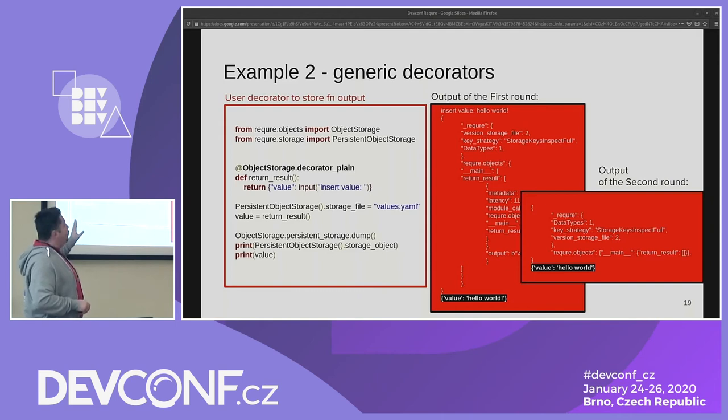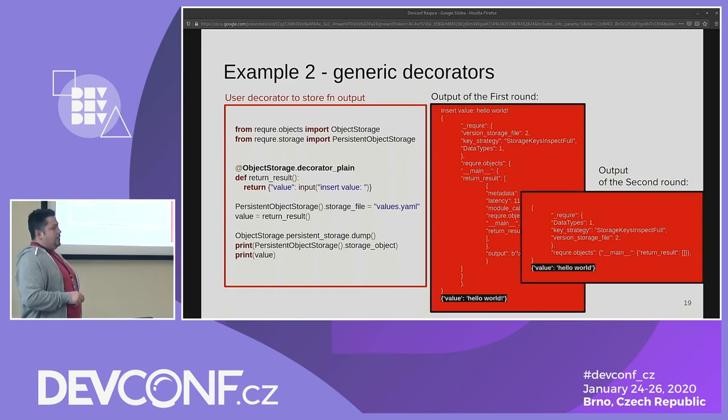Purpose: how to use Requre via these decorators. You just use this decorator with the function you would like to use to store some values. So you just decorate that, and that's almost all. Then you just say please use this file, and there is automation for that.